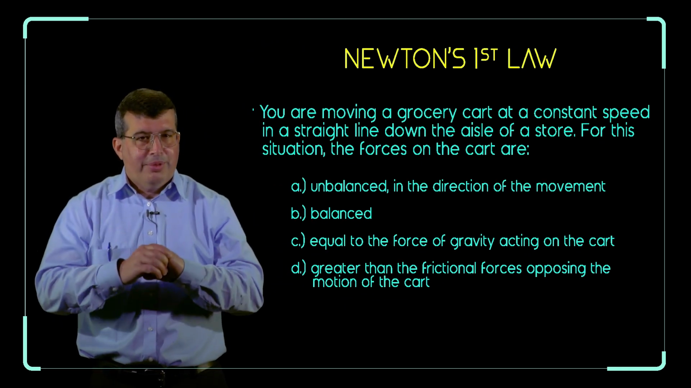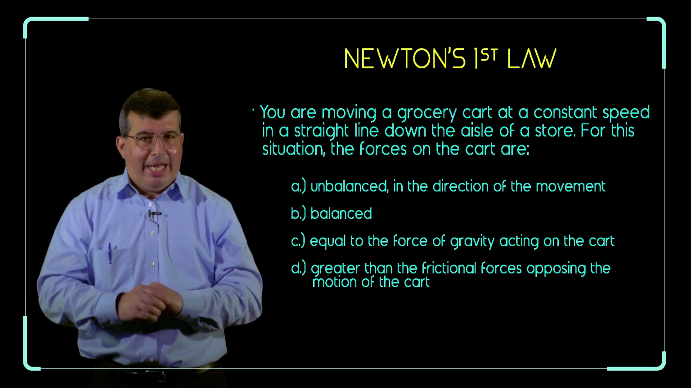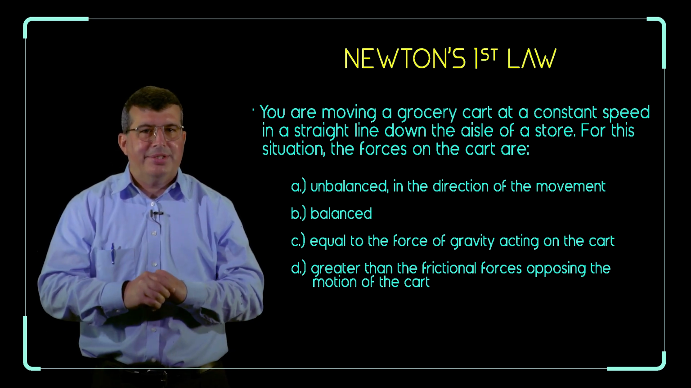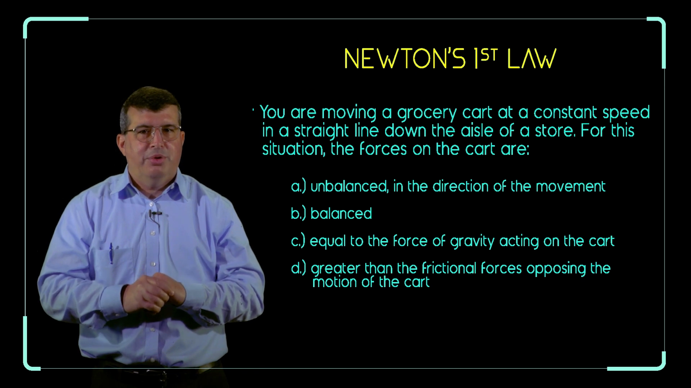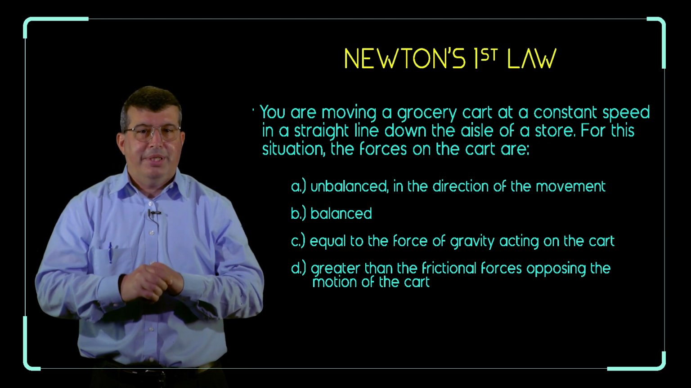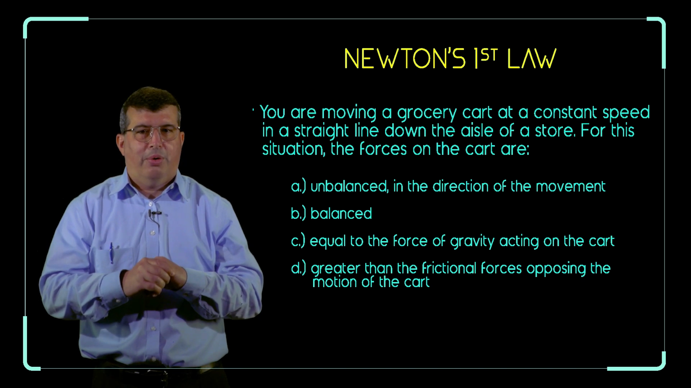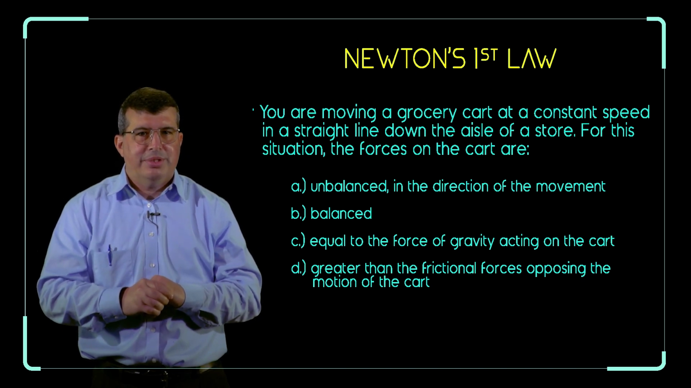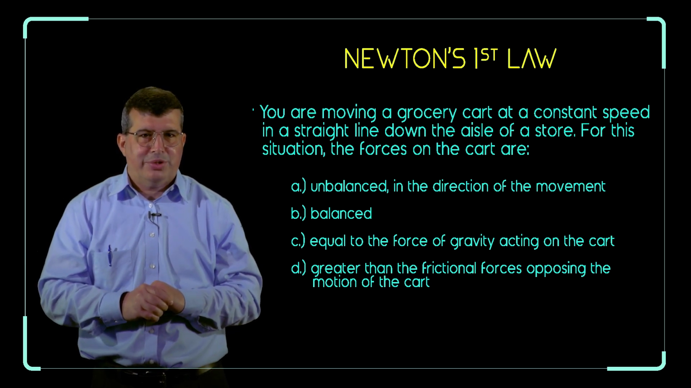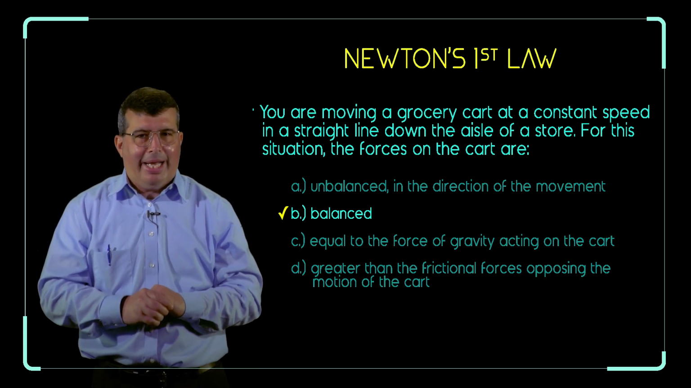Remember the box with friction moving at constant speed had the forces balanced. Whatever the friction force was, the mannequin had to push with exactly the same force for the box to continue moving at constant speed in a straight line. So an object moving at constant speed in a straight line is in dynamic equilibrium, which means that the forces all balance. So the correct answer is, for the grocery cart moving at constant speed in a straight line down the aisle of a store, the forces on the cart are B, balanced.